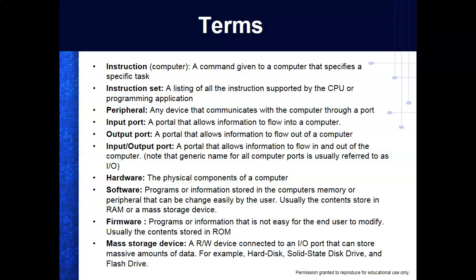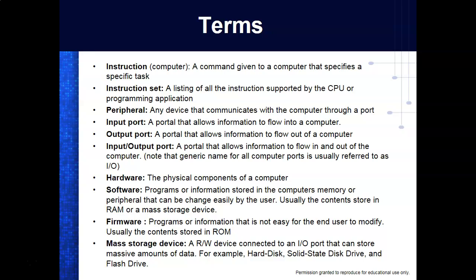So an instruction, this is a command given to a computer that specifies a specific task. An instruction list lists all the instructions that the CPU or programming application uses. A peripheral is any device that communicates with the computer through a port. So you probably heard that term before.